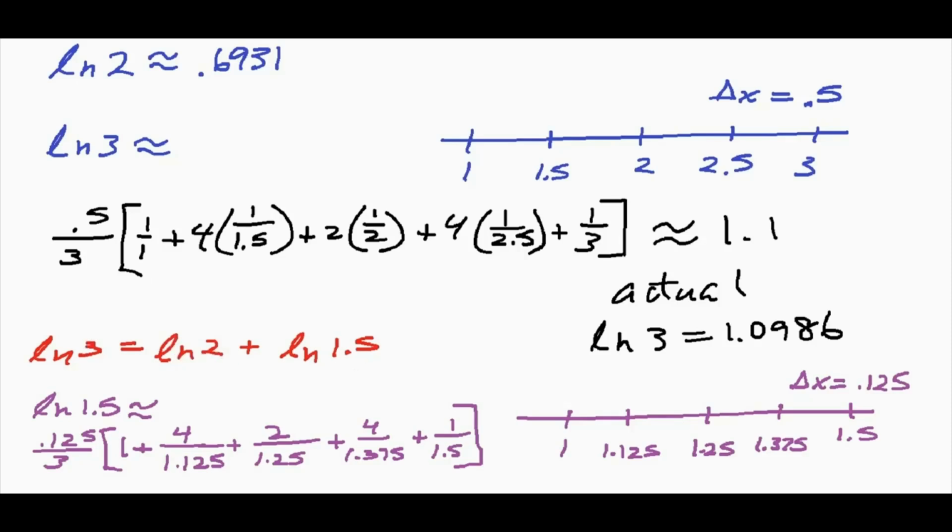And by log properties, which I won't go into, but you can look them up, natural log of 3 equals natural log of 2 plus natural log of 1.5. And the cool thing is we already have this. So this is 0.6931. And so all I need to do is figure out the natural log of this.